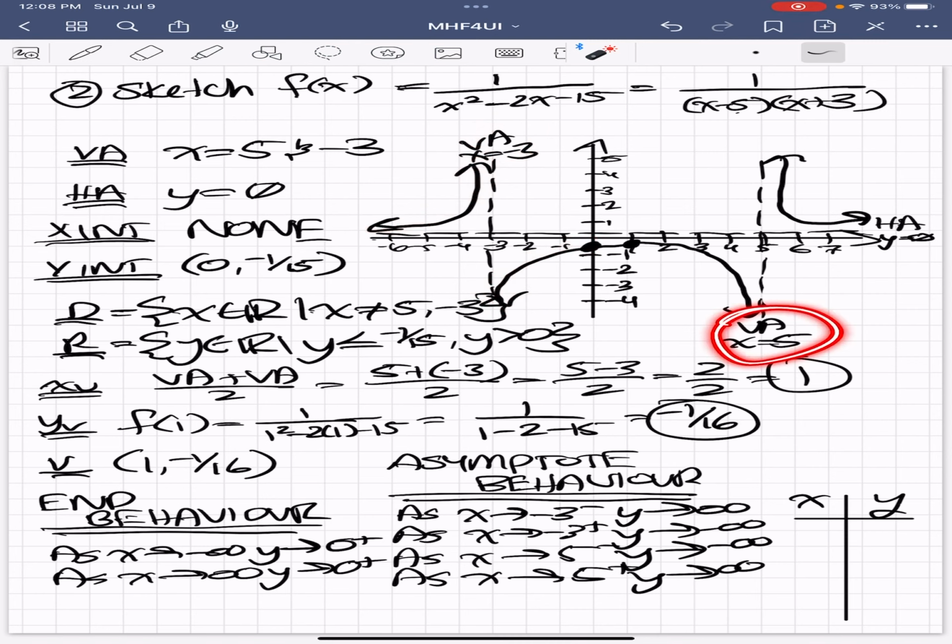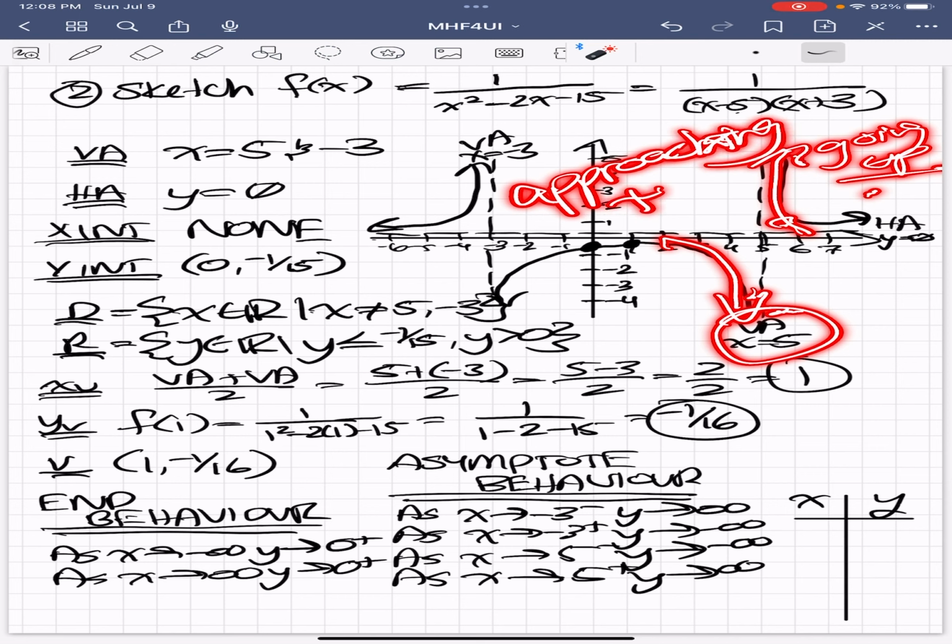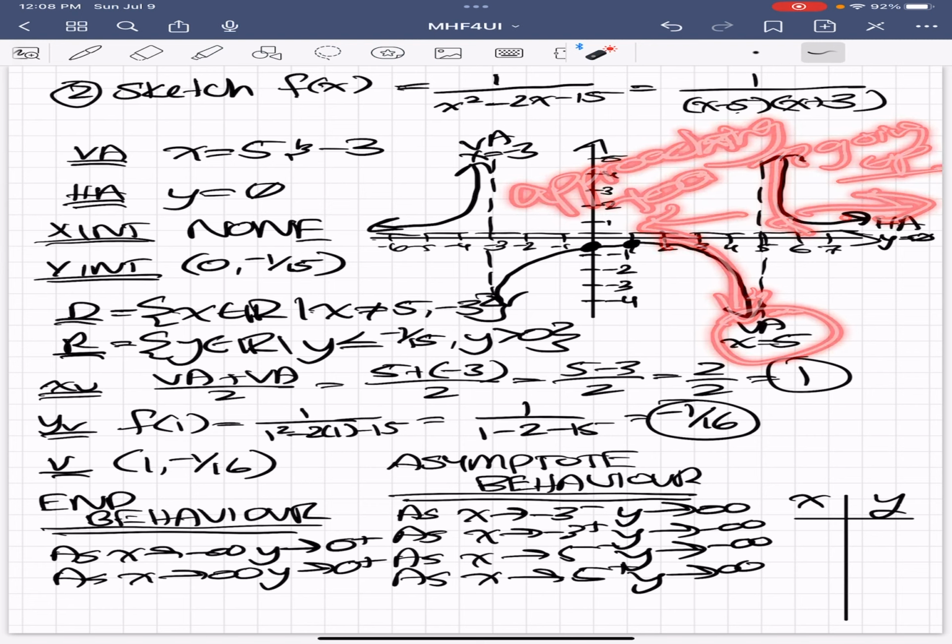And then we go over here to the next VA, which is VA x equals 5. I see that it's also going down, so I'm going to assume that it's approaching negative infinity. And then up here, after the VA, it approaches positive infinity. It's going up. So I see that it's approaching positive infinity for after the VA. The plus sign is after, for values more than. The negative sign is for values less than.